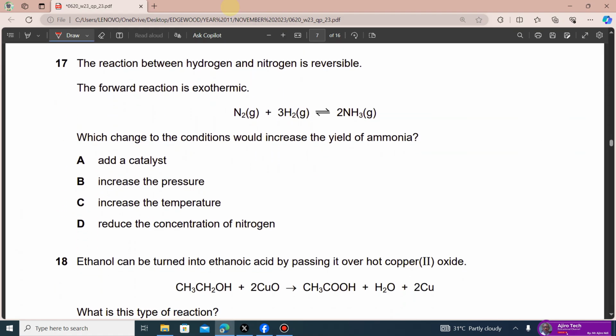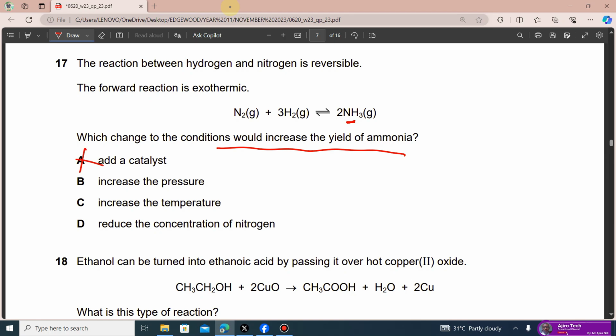The reaction between nitrogen and hydrogen is reversible. The forward reaction is exothermic. What change to the conditions will increase the yield of ammonia? So for the Haber process, you want to increase the yield of ammonia. Of course, the catalyst has already been added. For us to even form this, the catalyst has played its role. So it's definitely not adding the catalyst.